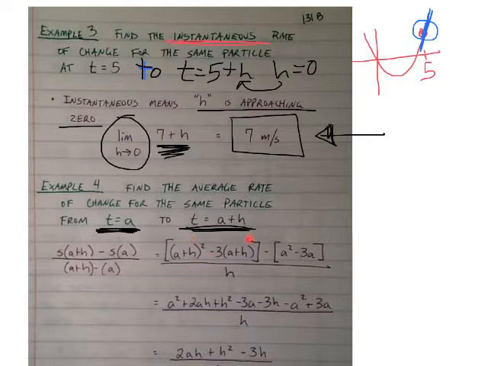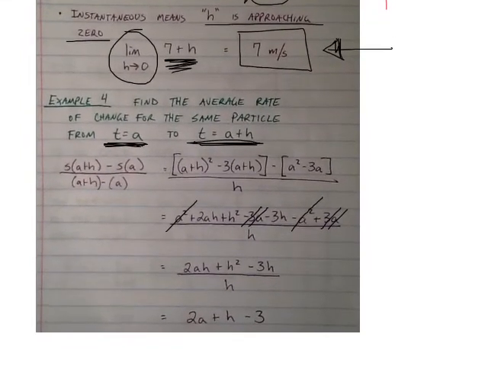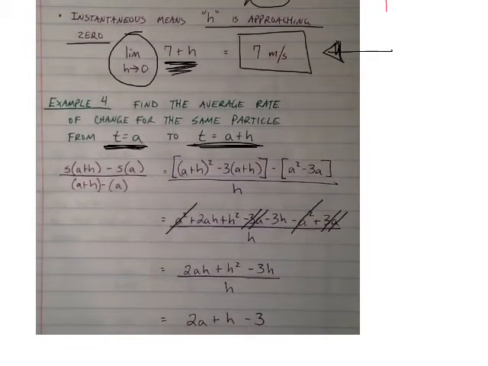So we do that for a plus h, and then we do it for a, so a squared minus 3a. Expanding out the numerator, we get this long mess here, and we see that terms start to cancel. The a squared cancels with the negative a squared, the negative 3a cancels with the positive 3a, and then the h in the denominator cancels out, and we find that the average rate of change for the same particle is this value.